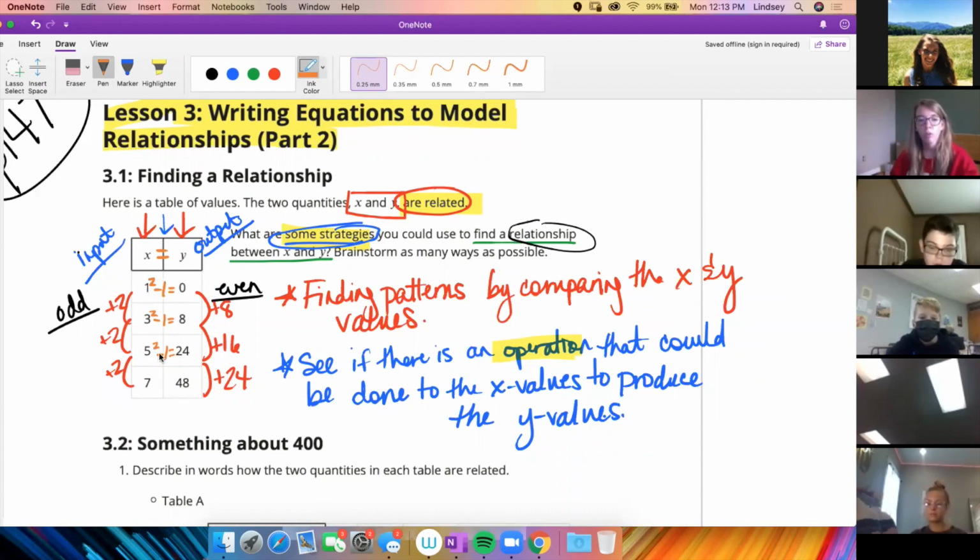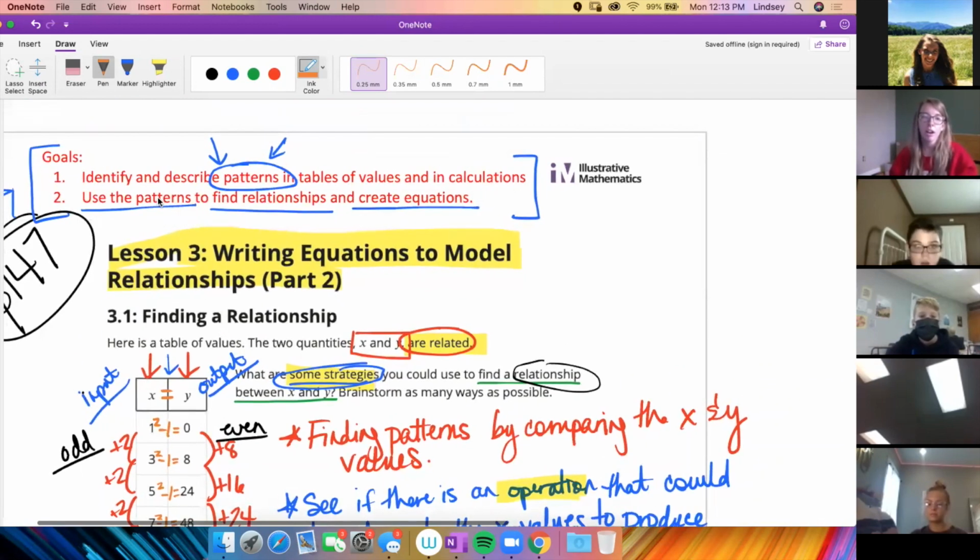Remember, squared is that base number times itself. So that's 5 times 5. And then finally, we have 7 squared, which is 49. Minus 1 is 48. Okay, so that's what it's talking about up here in our goals when we describe patterns.